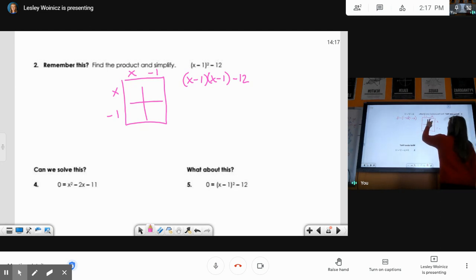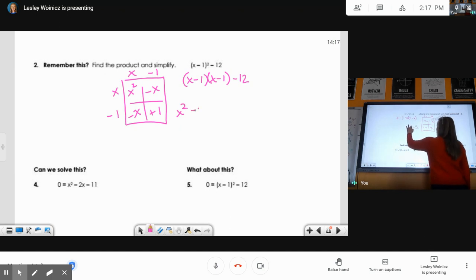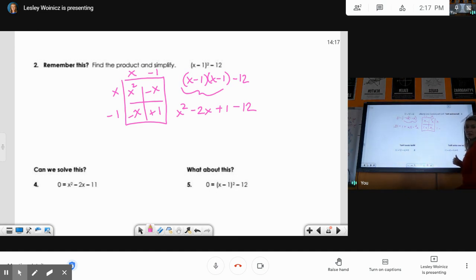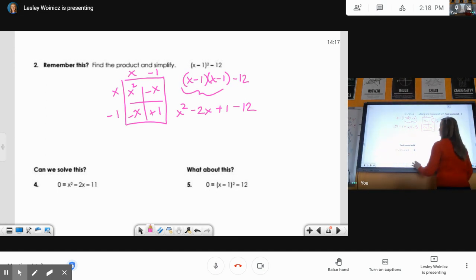That gives me x squared minus x, another minus x, and then a negative 1 times a negative 1 makes a positive 1. So that gives me x squared minus 2x plus 1, that's this part, right? And then I have this minus 12. So when I combine the positive 1 and the negative 12, I get a negative 11. So I have x squared minus 2x minus 11.